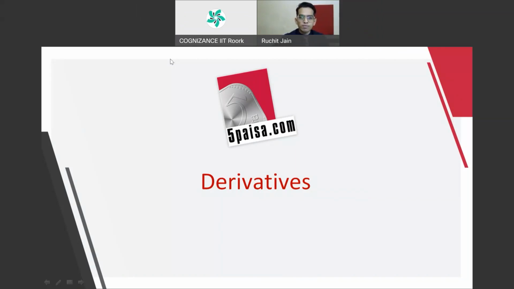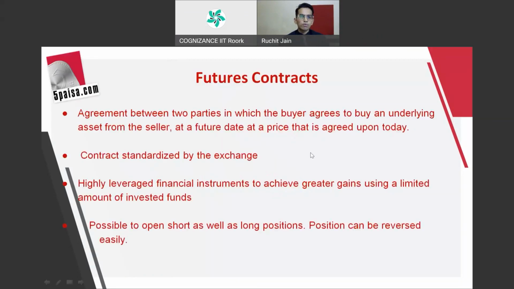So, starting with the basics of derivatives. There are two segments in derivatives which are traded: one is futures and the other is options. So what are futures? Futures is an agreement between two parties, one is the buyer and one is the seller. All derivatives contracts come from an underlying. Suppose Nifty is there, then Nifty's derivatives would be Nifty futures and Nifty options. Reliance Industries is the underlying stock in the cash segment, and its derivatives would be Reliance futures and Reliance options.